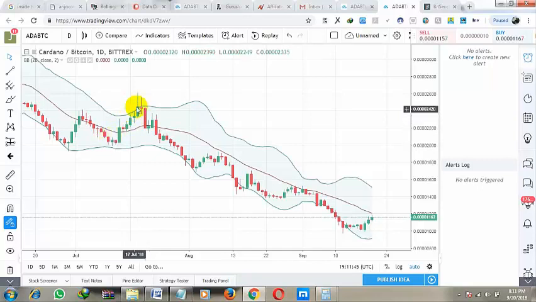But it doesn't just flow like that. That's why you have to pay close attention to both the upper and lower bands, and the simple moving average, which is this middle line in between. Okay, so that is it.